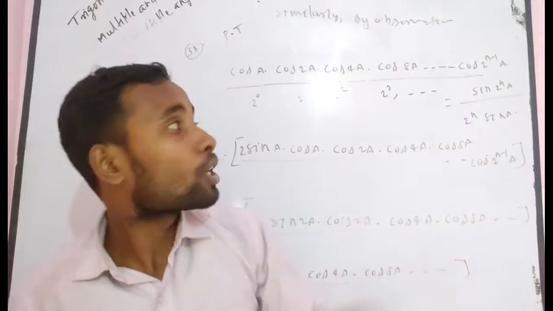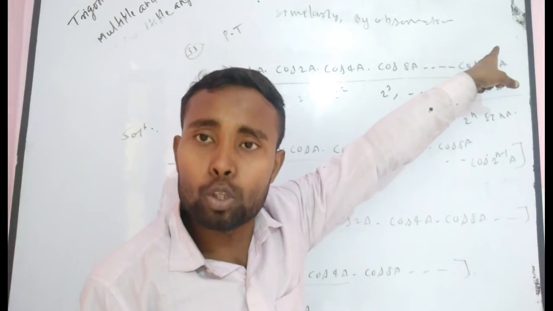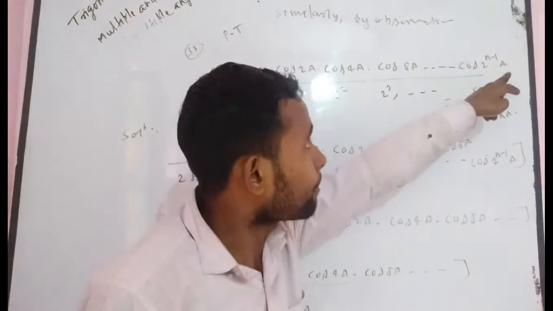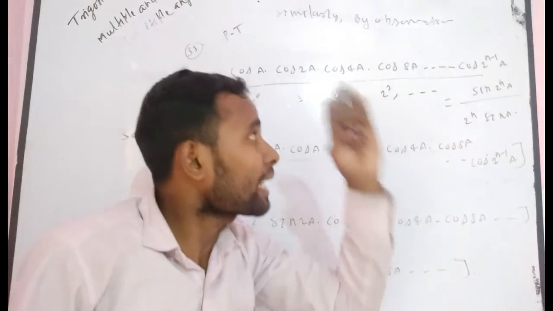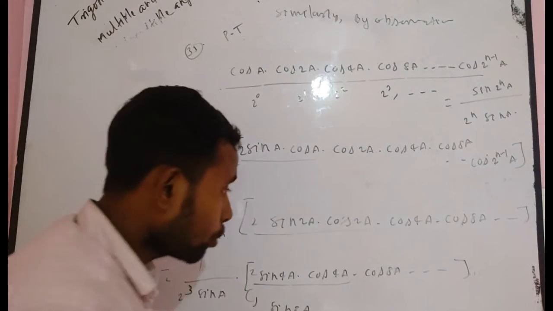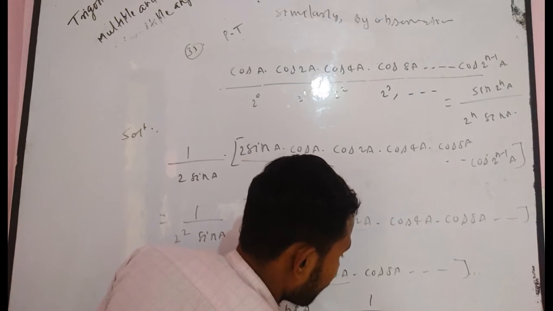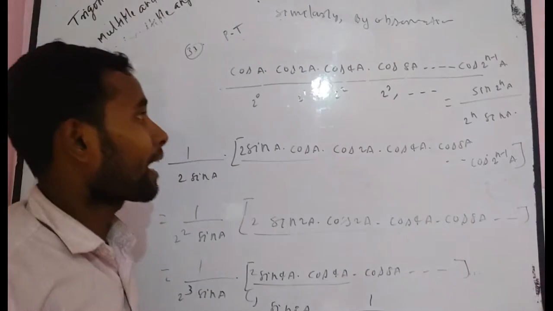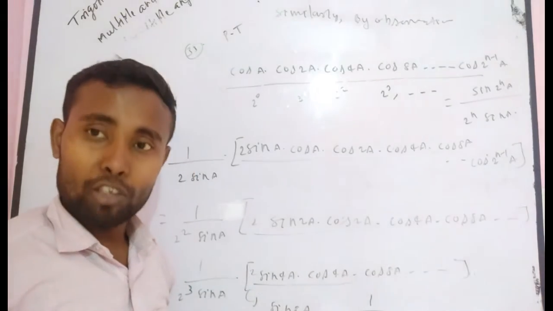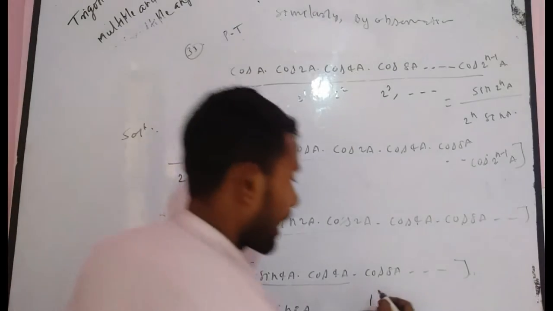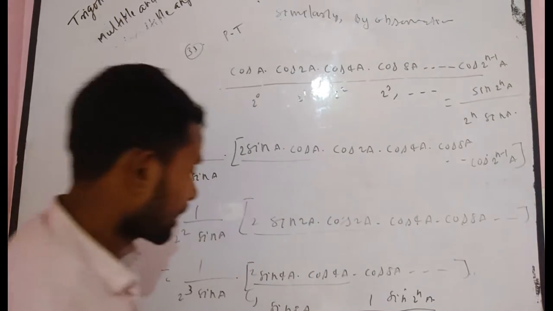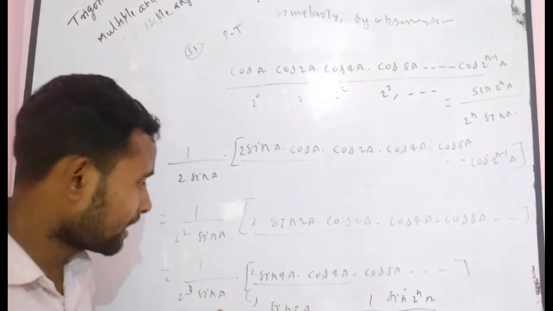But how many terms are there? There are n minus 1 terms. That means if there are n minus 1 terms, then you have to multiply by 2 to the power n minus 1. If you multiply by 2 to the power n minus 1, then what will happen? In the numerator you get sin 2 to the power n minus 1 into a, divided by sin a, because in the denominator sin a is fixed, only this factor differs.